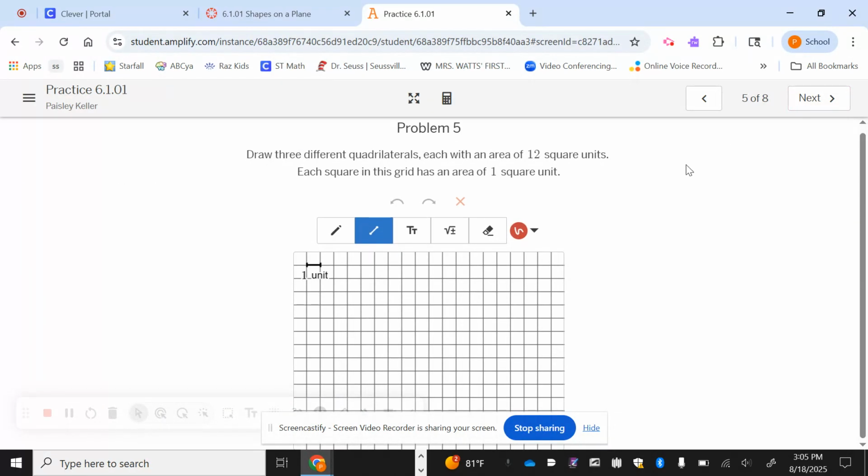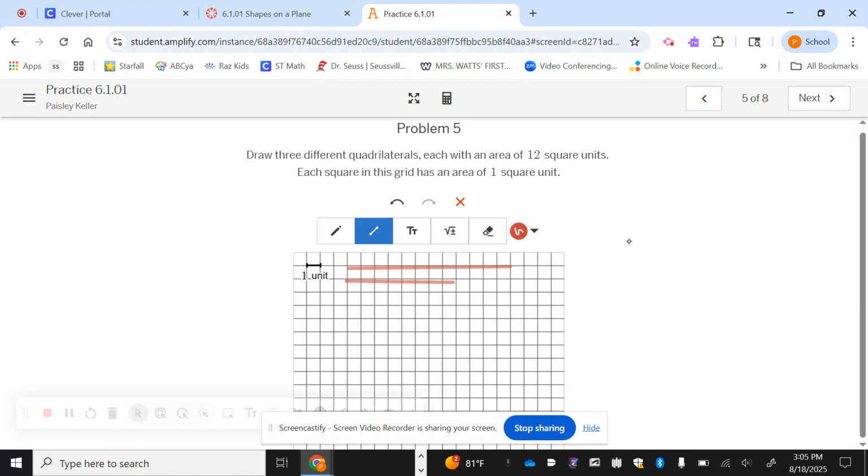It says draw 3 different quadrilaterals. Quadrilaterals meaning four-sided figure, each with an area of 12 units. Well, there's lots of different quadrilaterals. The easiest four-sided shape I can think of is probably a square, but 12 doesn't make a nice square, but it does make some nice rectangles. I could probably do a 12 by 1. There is a line tool, so I don't have to freehand draw this, but let's do that. 4, 5, 6, 7, 8, 9, 10, 11, 12.